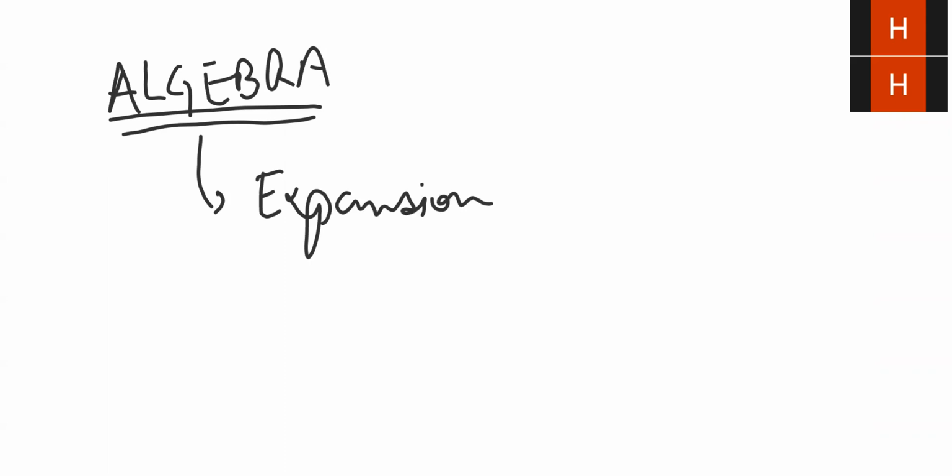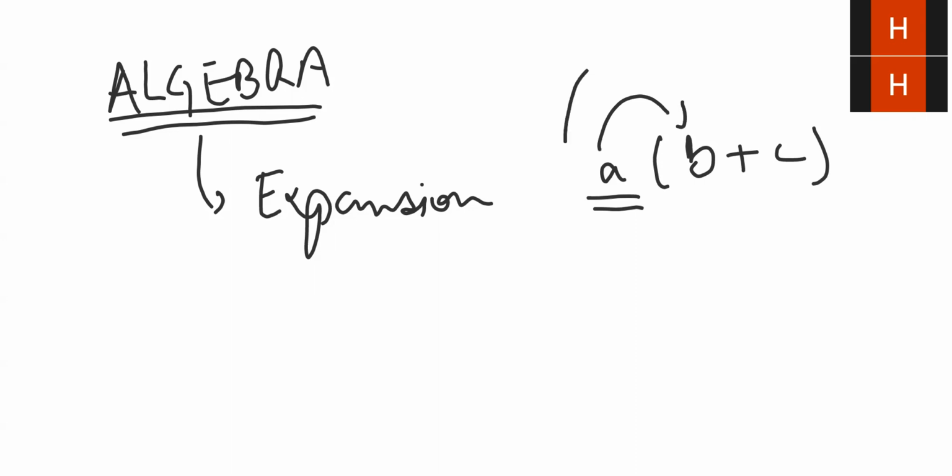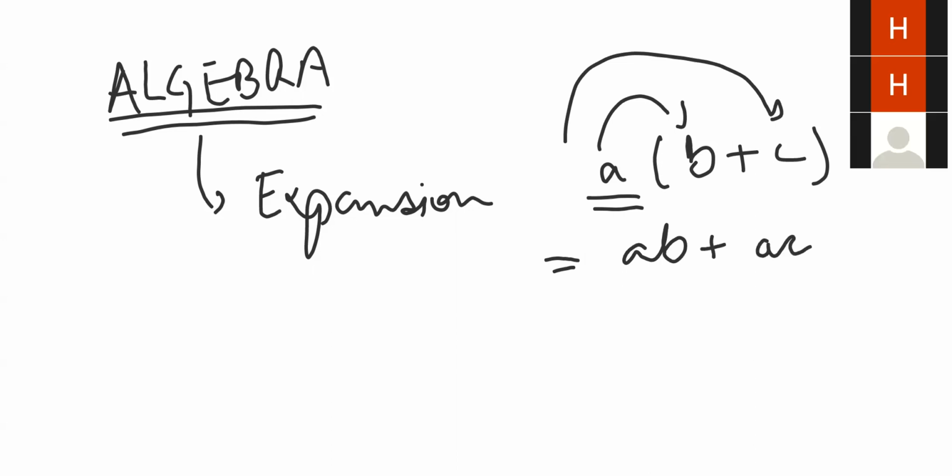Now, expanding brackets, what we do is that every term inside the bracket is to be multiplied by whatever is outside the bracket. What I mean is that if we have A outside the bracket and we have B plus C inside the bracket, your A, which is outside the bracket, will be multiplied with every term inside, which means it will be multiplied with B first and then with C. So the answer that you're going to be getting is AB plus AC.